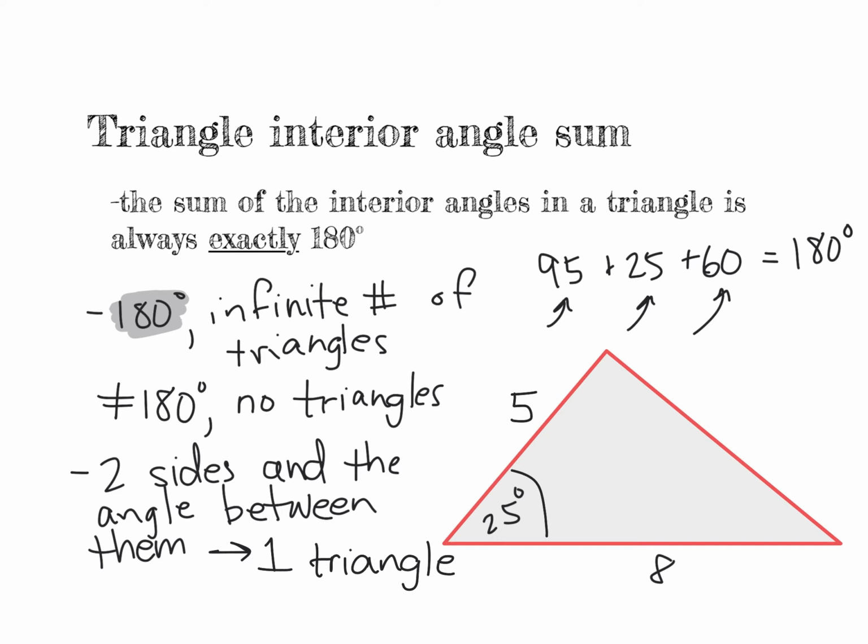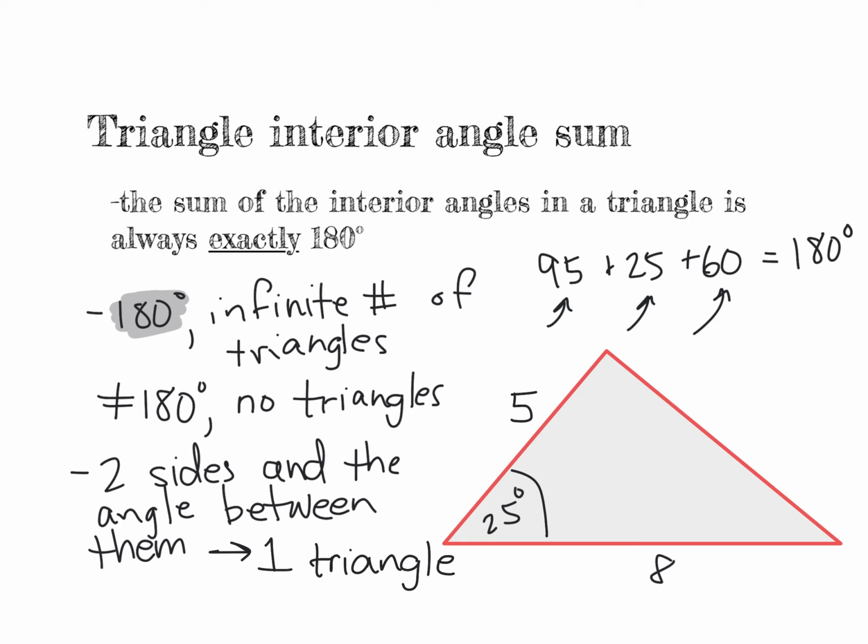So you have to keep in mind again that the angle sum for a triangle is always going to be 180 degrees, no matter the type of triangle it is. If the angles add up to 180 degrees, you could create an infinite number of triangles. If you end up with an angle sum that does not equal 180 degrees, you'll get no triangles at all. Or again, in this last scenario, if they label two sides and then the angle between those two sides, they're describing one very specific triangle to you.